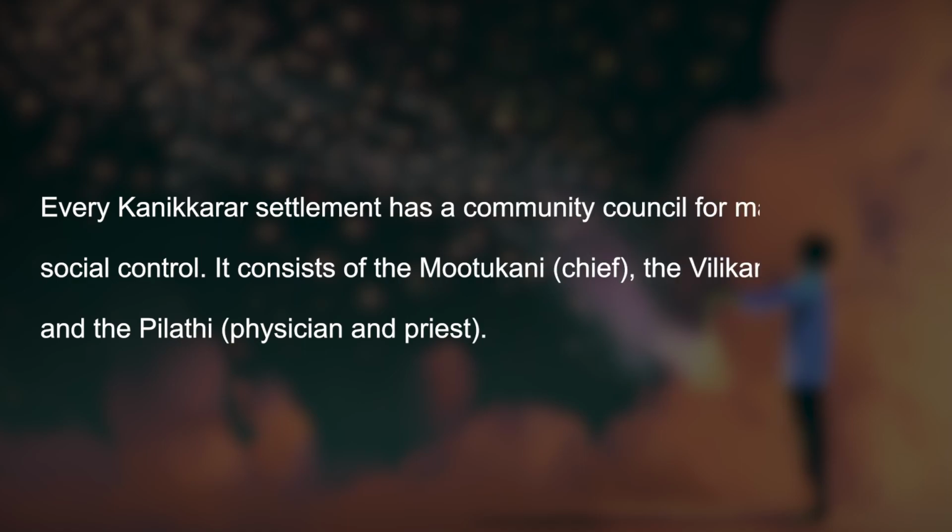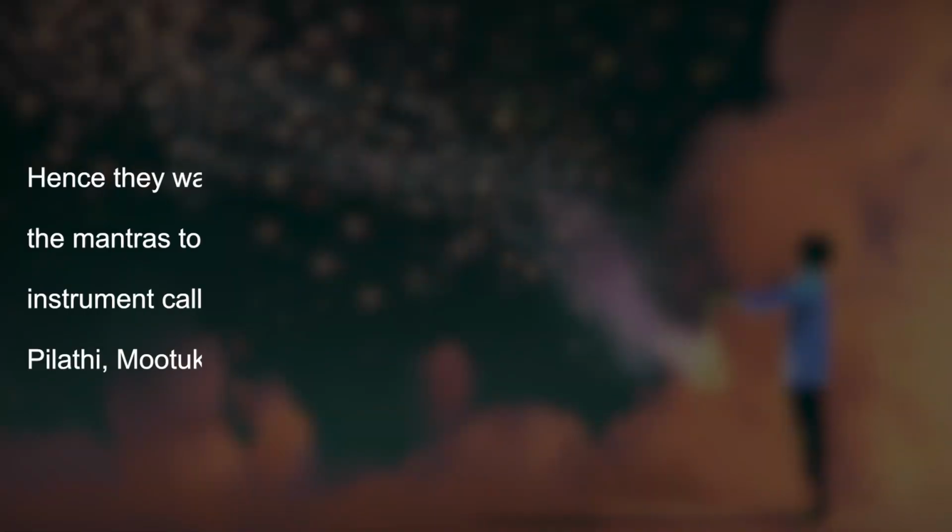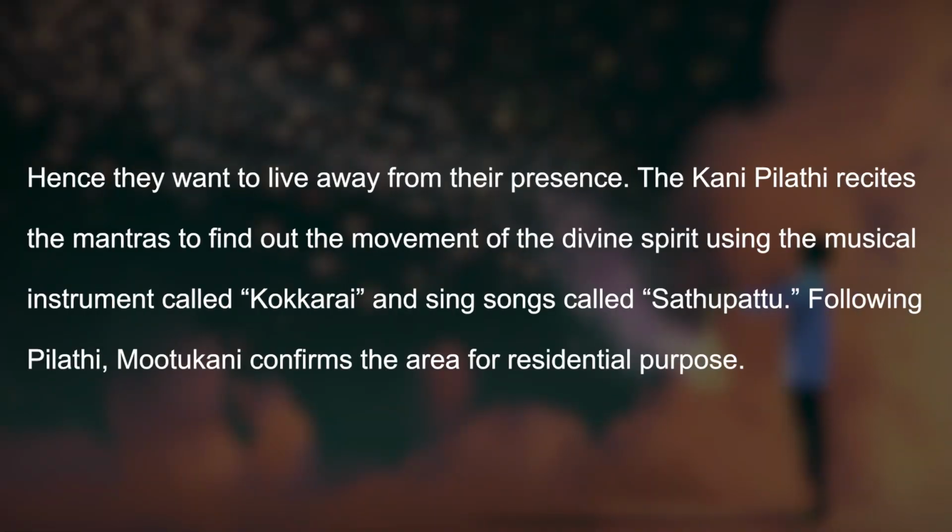Every Kani settlement has a community council for maintaining social control. It consists of the Mutukani. Mutukani is a chief. The Vilakani is the convener, and the Plathi is the physician and priest. Since they have fear of divine spirits, they never select a spot where they feel the presence of divine spirits. In Podigai Hills, they believe that nearly 101 gods exist. Hence, they want to live away from their presence.